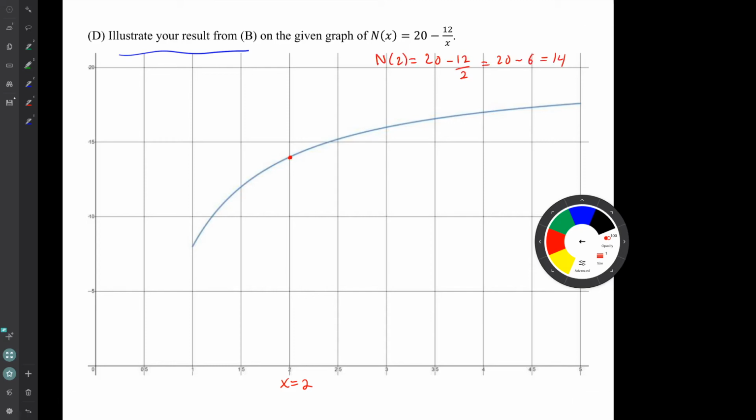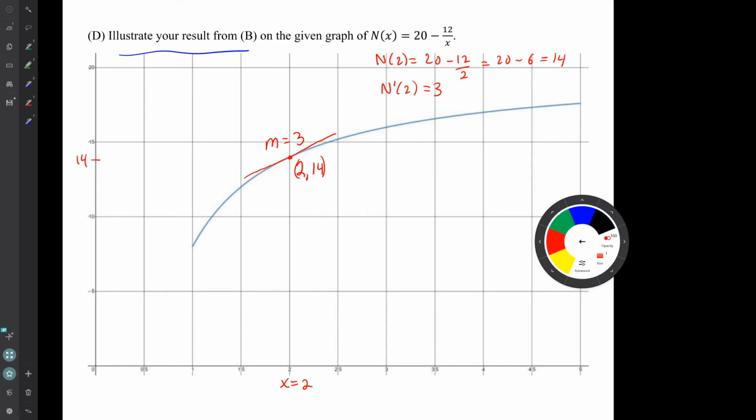Now we could actually get the xy coordinates of that. N parentheses 2 is the number 14, so this is the point 2, 14. And our previous result was that n prime parentheses 2 equals 3. We illustrate that by drawing a tangent line and noting its slope is the number 3. So according to this model, if the company spends $2 million on ads, they'll sell roughly 14 million new phones. But for every additional dollar they spend on advertising, they'll sell roughly 3 more phones. That's the end of that example.